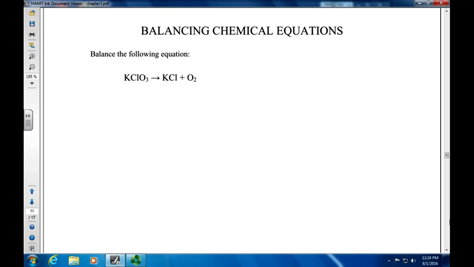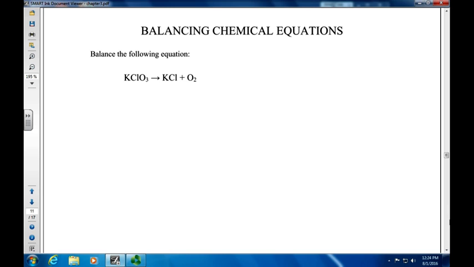And it is, in fact, unbalanced, as you can tell from the number of oxygens. There are 3 in the reactants and 2 in the products. So we need to get those oxygens to both be equal to one another to make this a balanced equation, because our K, potassium, and Cl, chlorine, are the same on either side.